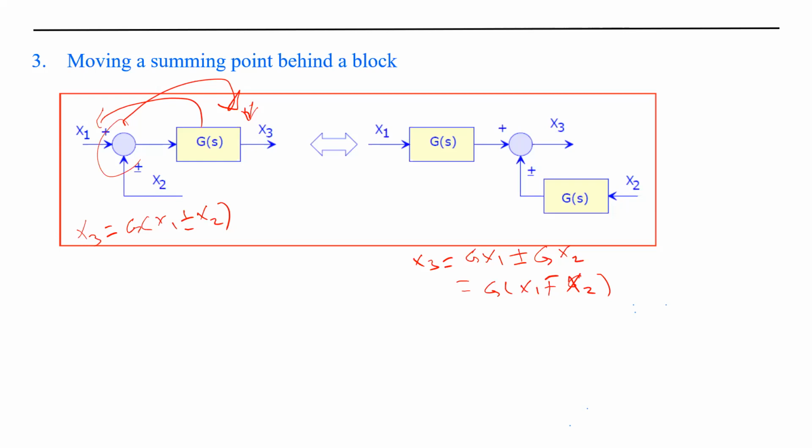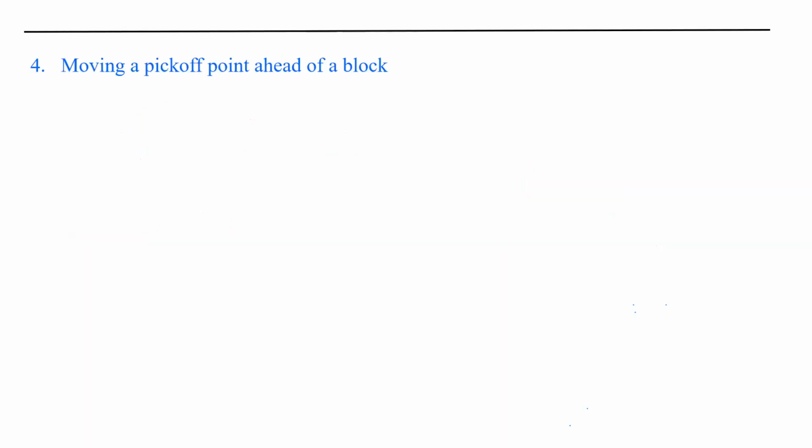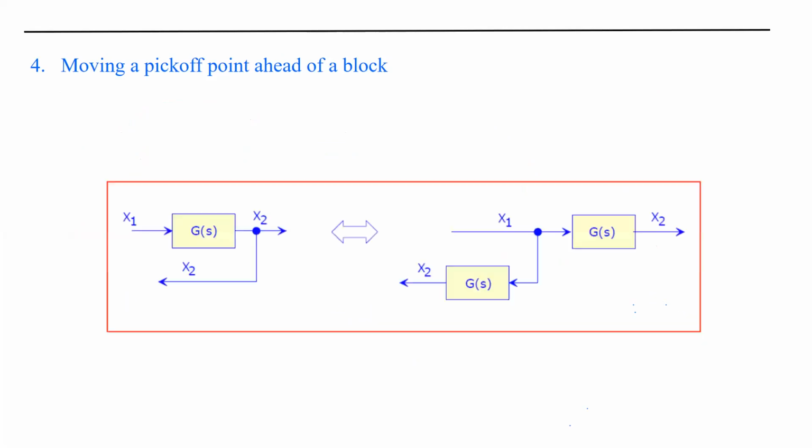So I have to multiply x2 by G and x1 by G, and this is the only way I will do it. Okay. But later on we'll see, when we do these operations sometimes, it will simplify the entire block. It will simplify the entire attempt which we are trying to do. Okay? Let's look into moving a pickup point ahead of a block.